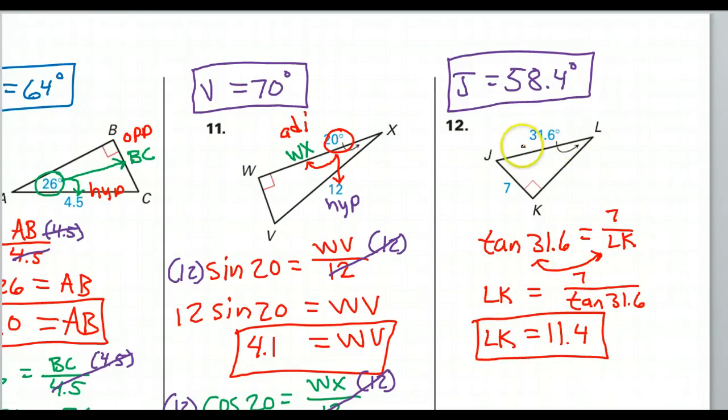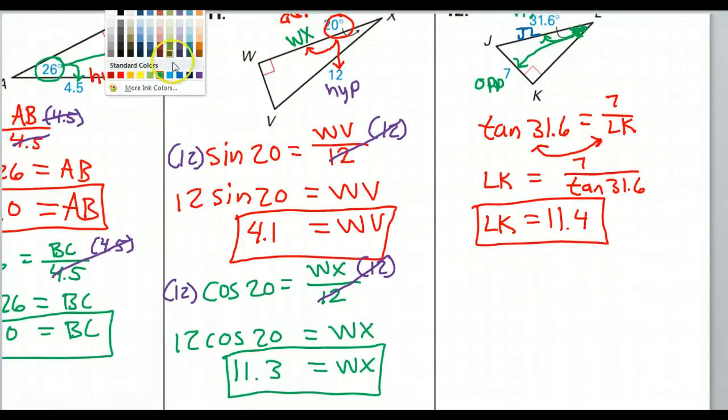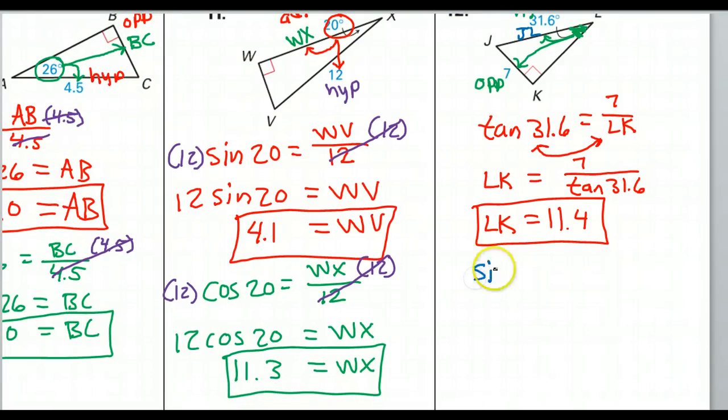Now we just need side JL. All right, JL is right here. From the perspective of the angle here, the 31.6, 7 is still opposite, but JL is the hypotenuse. Opposite over hypotenuse. That, my friends, is the sine function. So we will go sine 31.6 is equal to opposite over hypotenuse. So that's 7 over JL.